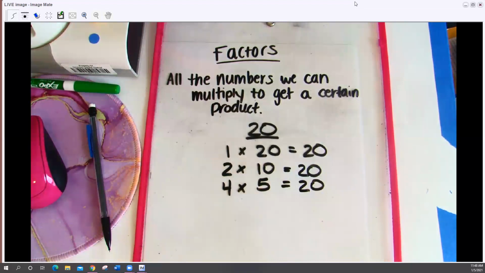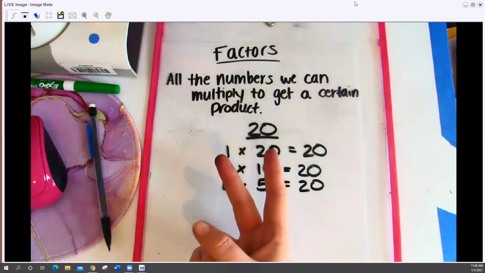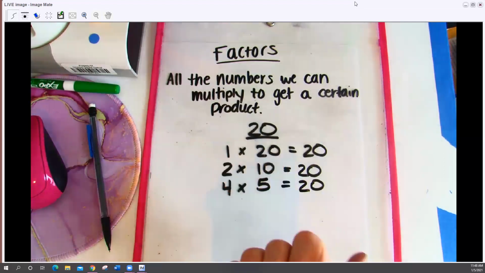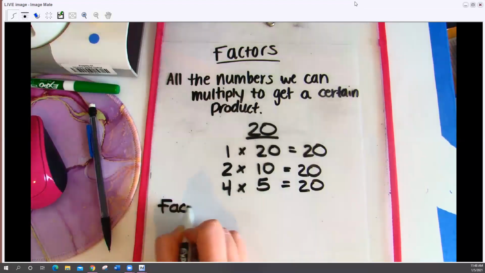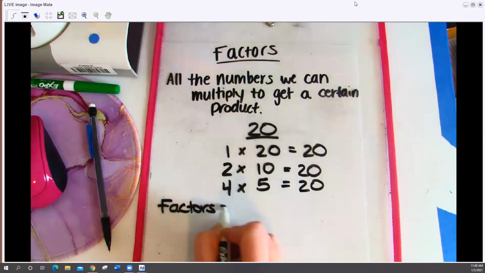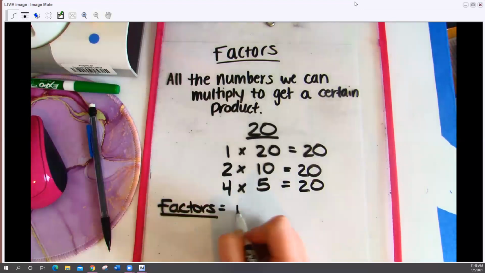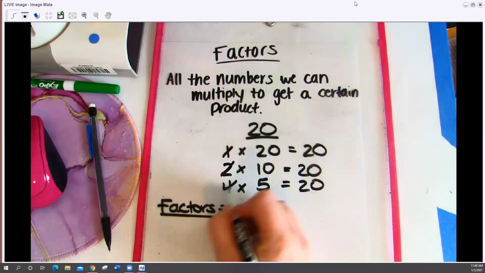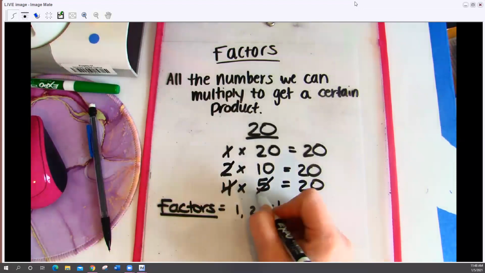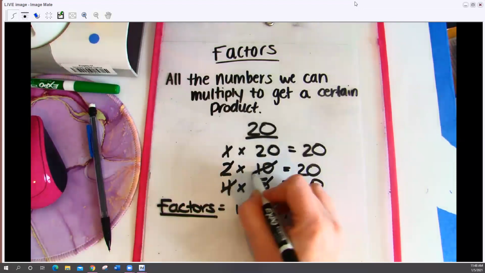Again, I could flip them and I could do 20 times 1, 10 times 2, and 5 times 4, but those are still using the same numbers. So I'm not going to consider those new equations. So for my factors, I have 1, 2, 4, 5, 10, 20.